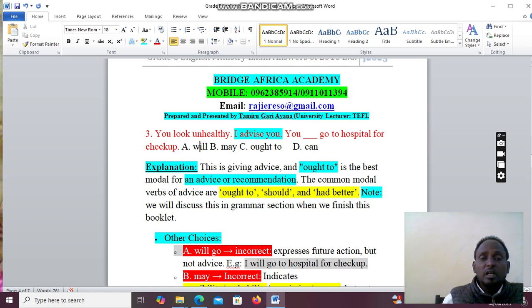So all of them are modal verbs. Will is a modal verb. May, ought to, and can is also a modal verb. So in order to decide our answers, we need to choose the correct modal verb which fits the blank space. So this is an advice. So which one of the given choices expresses an advice will be the correct answer for this statement.